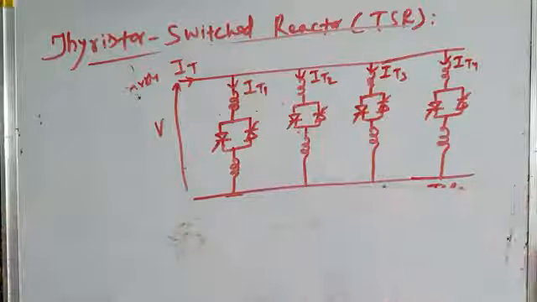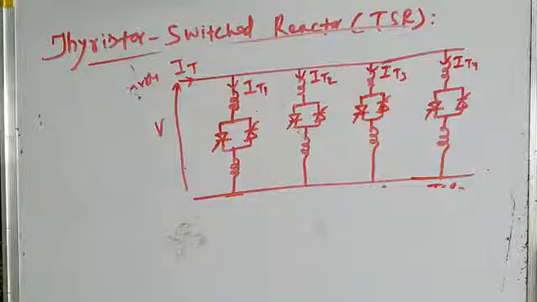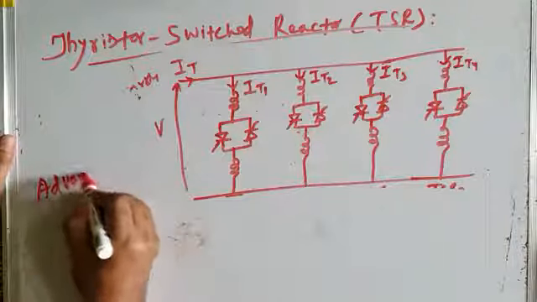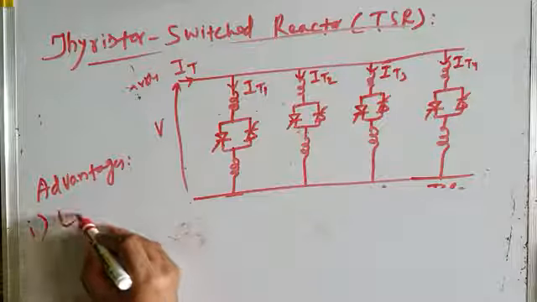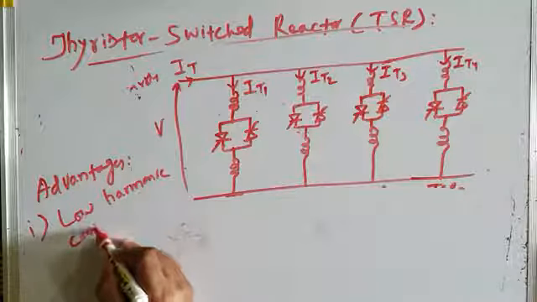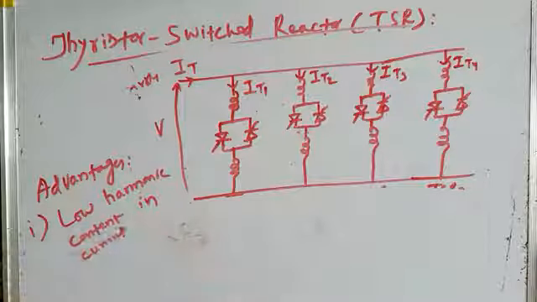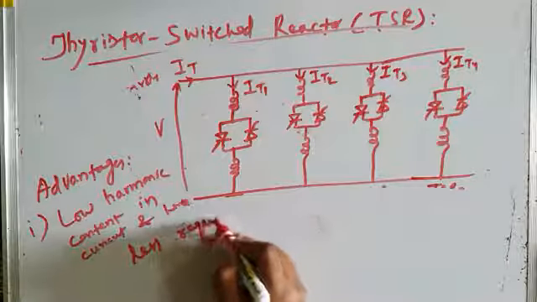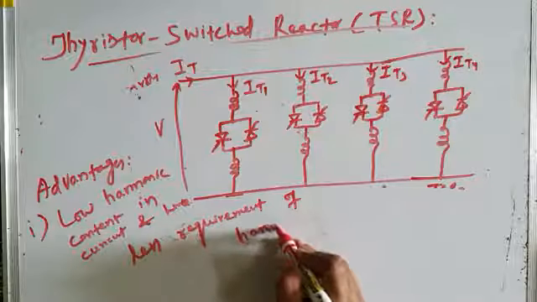The answer to this question is because this segmented TCR or TSRs offer certain advantages over TCRs alone. So what are the advantages of segmented TCR? There are two main advantages. Number one, low harmonic content in current, and hence less requirement of harmonic filters.